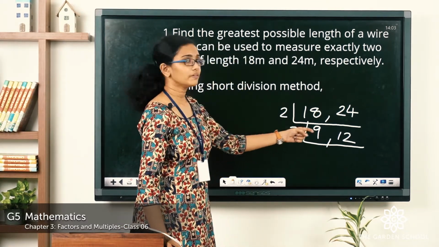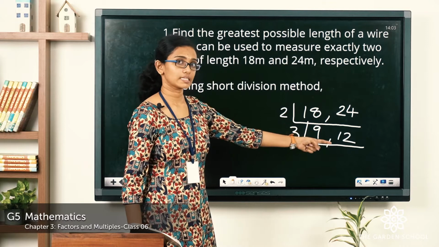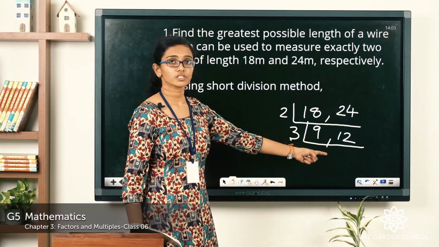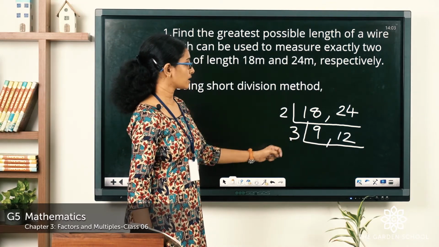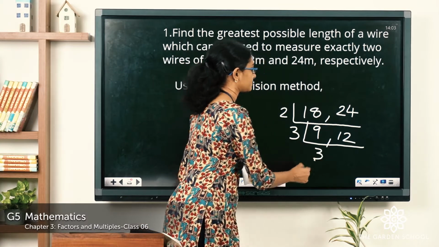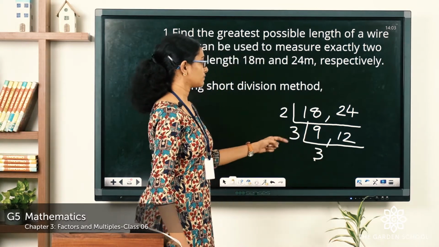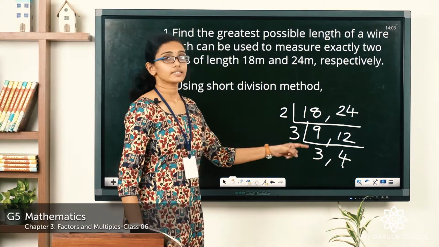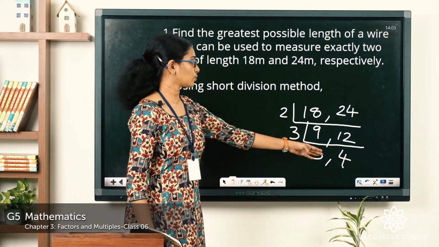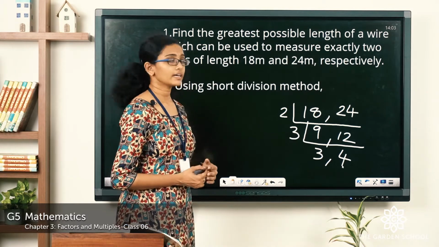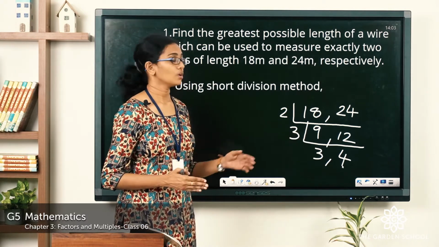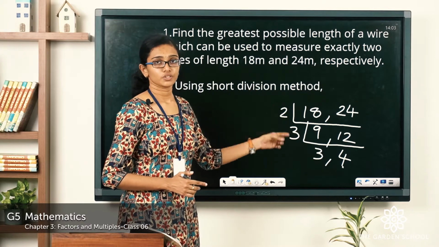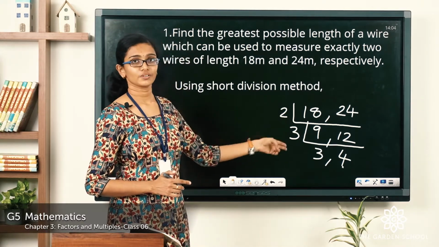3 is a common prime factor for both these numbers. Now let's divide each of these quotients by 3. 9 divided by 3 gives you 3. Now 12 divided by 3 gives you 4. Now is there any number which can divide both these numbers together? Any other prime numbers? No. So let's stop the division right there.